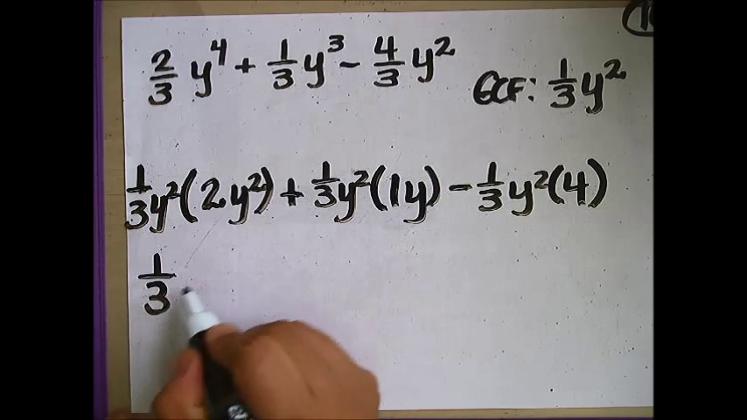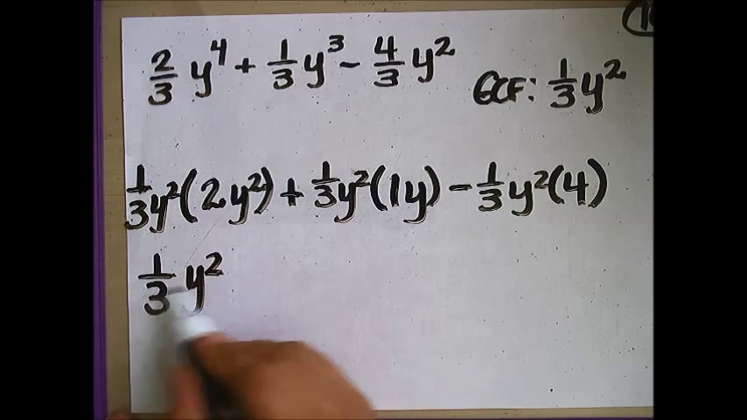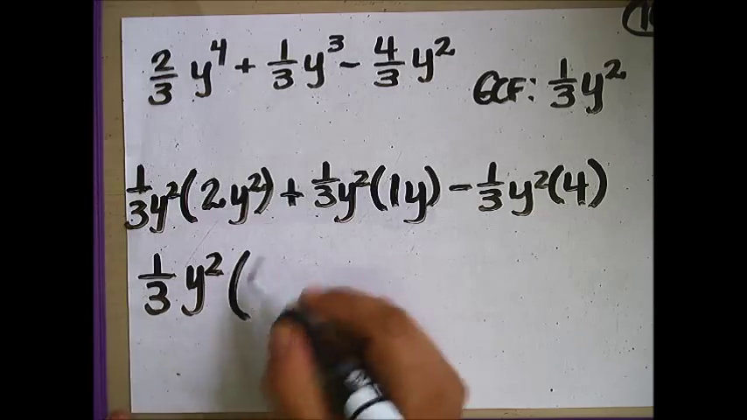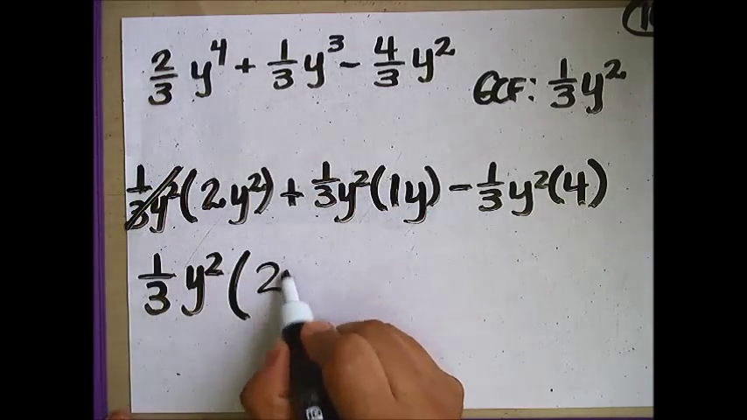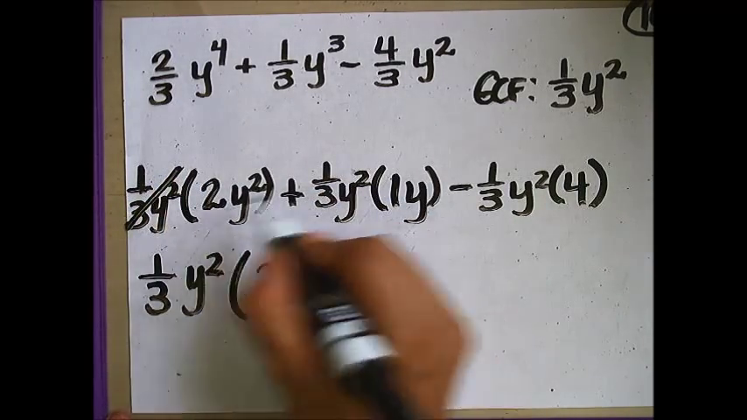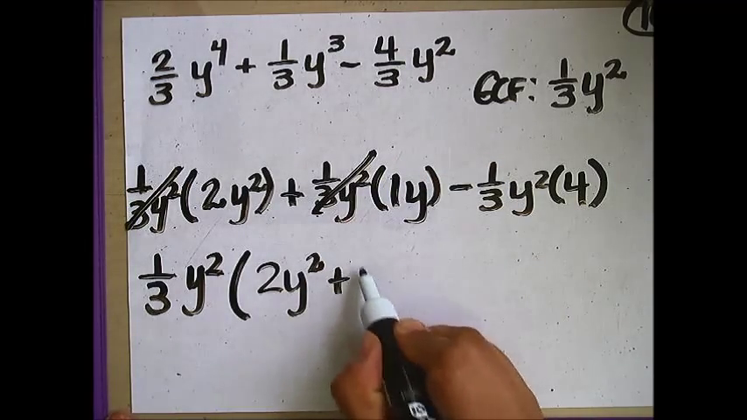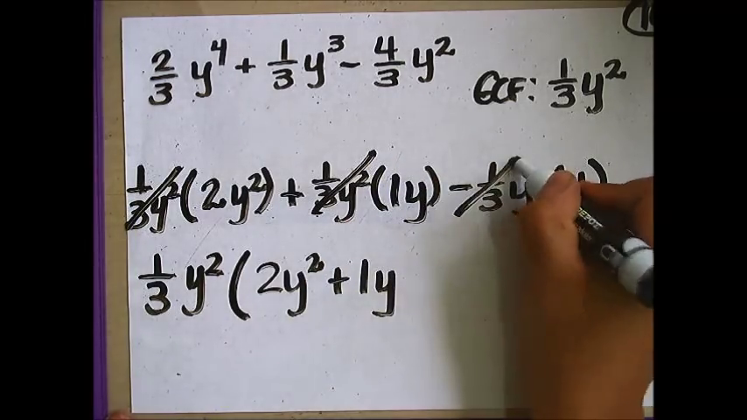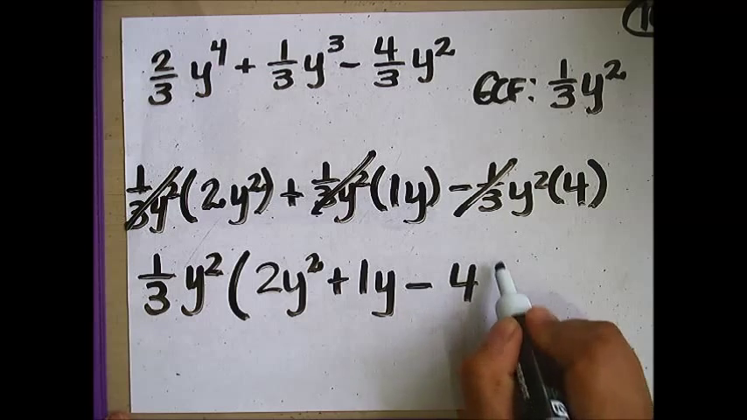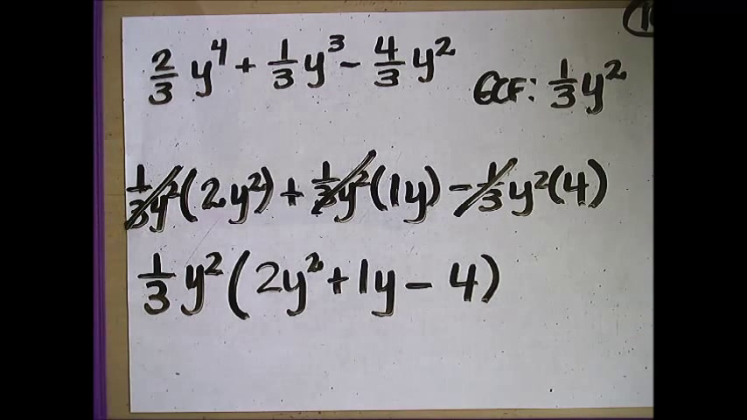I'm going to pull that greatest common factor out, and I have 1/3 y squared times 2y squared plus 1y minus 4. And now that problem is done.